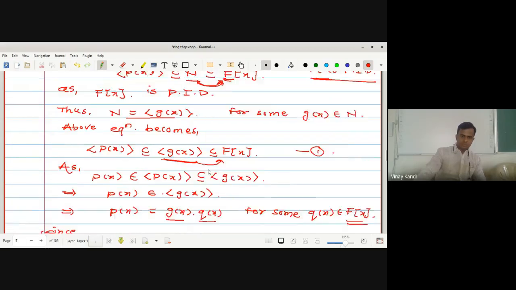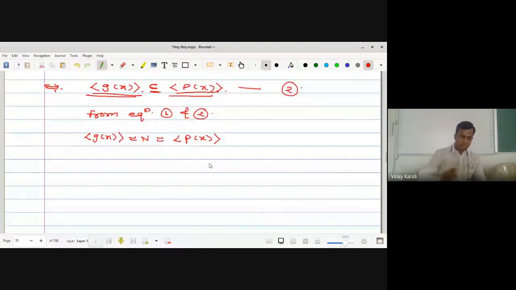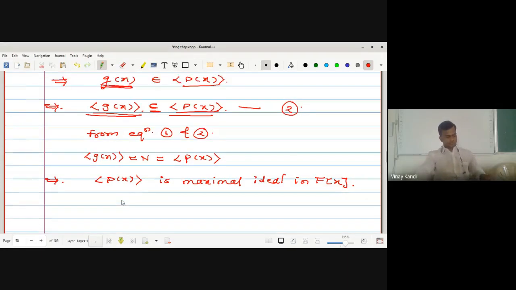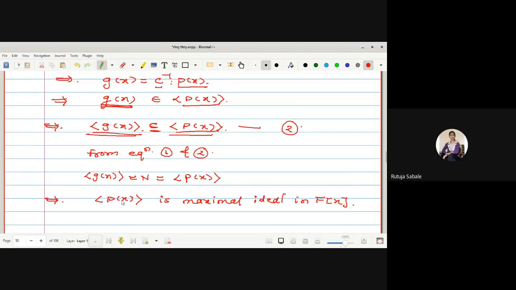ओके, हेन्स it implies that ideal generated by P of x is maximal ideal in capital F of x. Okay, any doubt? No, sir.